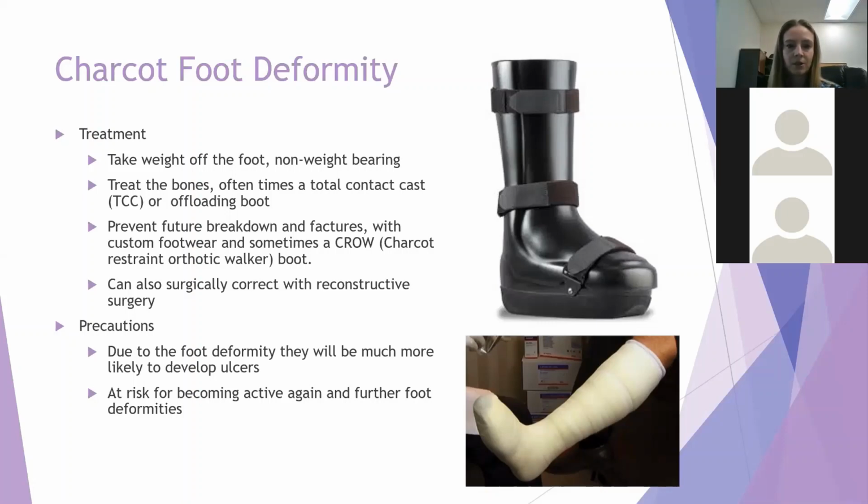And then some precautions with them is, due to that deformity, they will be much more likely to develop ulcers in the future, and they are always at risk for it becoming active again and for further foot deformities occurring.